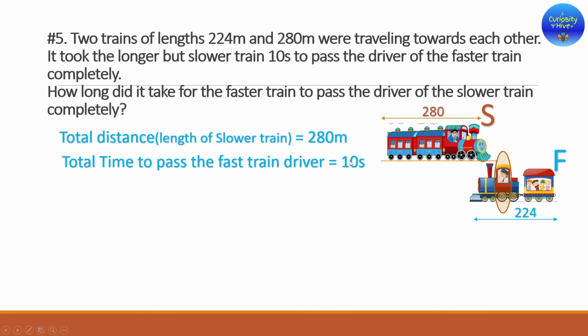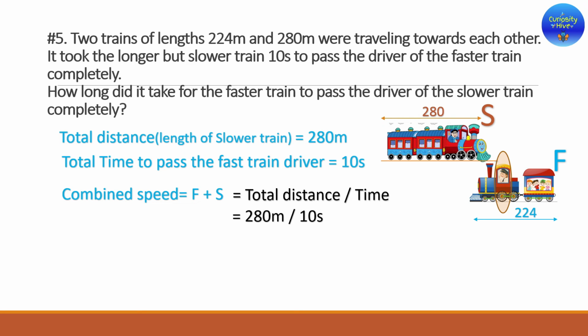And then we also have this information that the total time to pass the fast train driver is 10 seconds. So with this, we can actually find the speed, and the speed that we find would be the combined speed of the faster and slower train, because the driver has the same speed as that of the faster train. So this combined speed would be total distance upon the time, which is equal to 28 meters per second. So this is my combined speed.